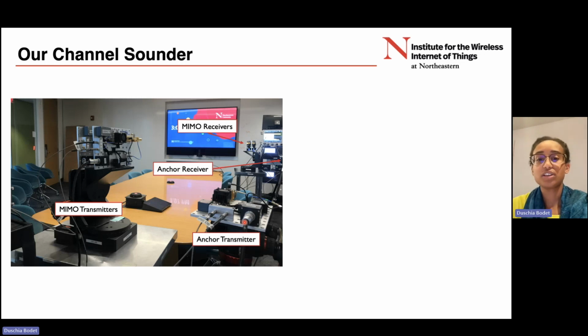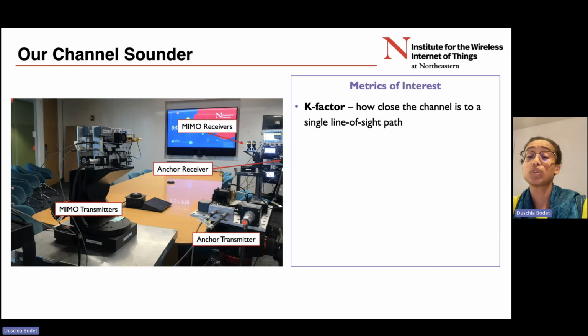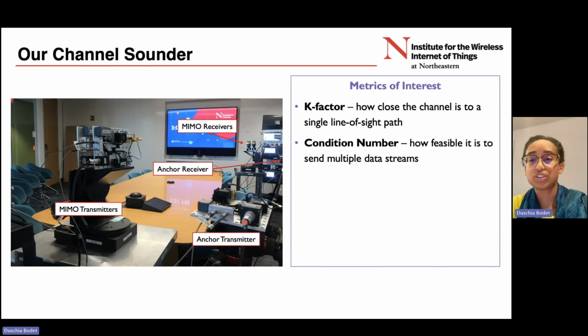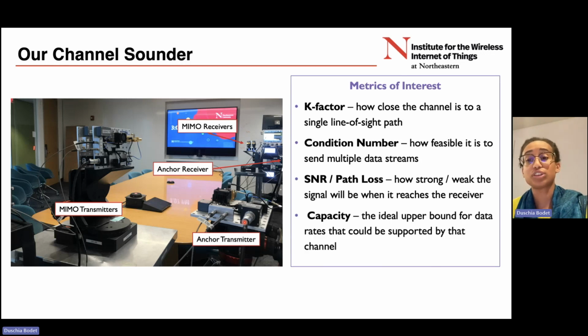And using this channel sounder, we're able to measure a lot of different metrics, including the K factor, which tells us how close our channel is to a line of sight path. We measure the condition number, which tells us how well our channel can support multiple data streams. The SNR path loss tells us how strong the signal will be at the receiver. And we can also measure the capacity, which would be the ideal upper bound for the data rates our channel can support.